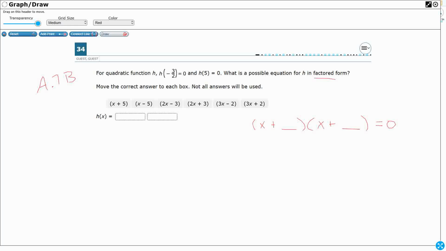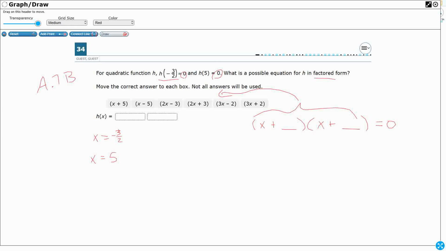And then we can set each of those to 0. We can find the values. So we need to find what these two terms are, and these two terms are going to be two of our answers right there, okay? So what they tell us is h of negative 3 halves equals 0, and h of 5 equals 0. So that says that x equals negative 3 halves, and then x equals 5. Okay, so those are my two zeros, negative 3 halves and 5, because when you plug those in, you get 0 and 0.